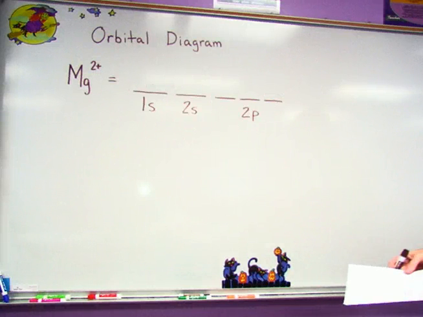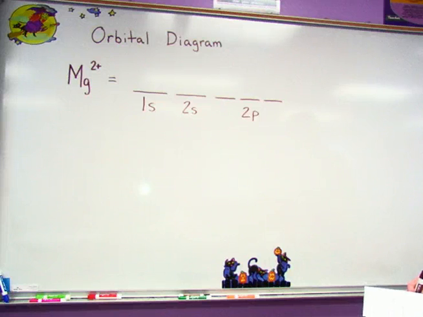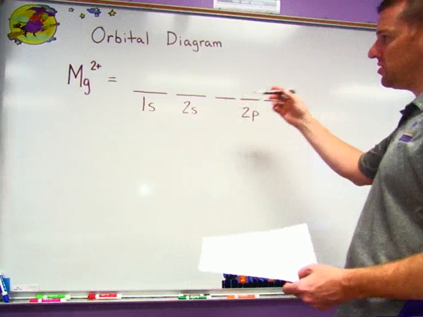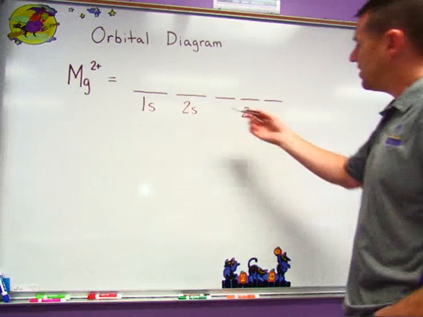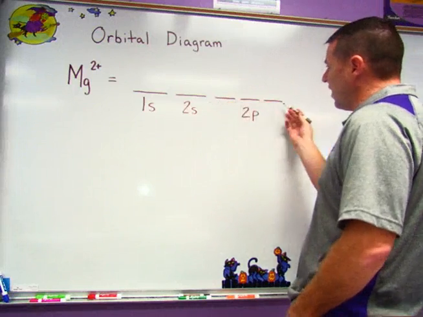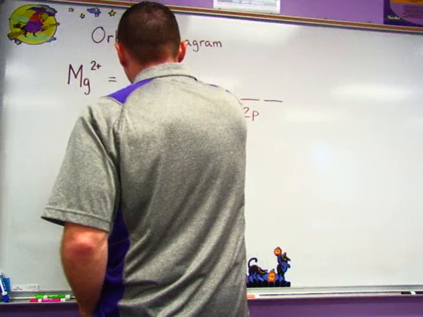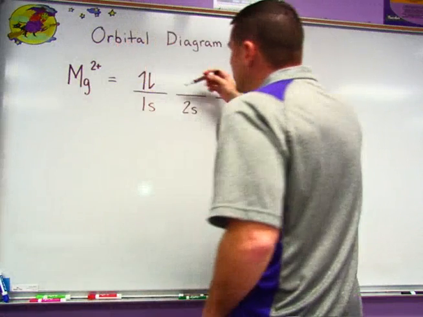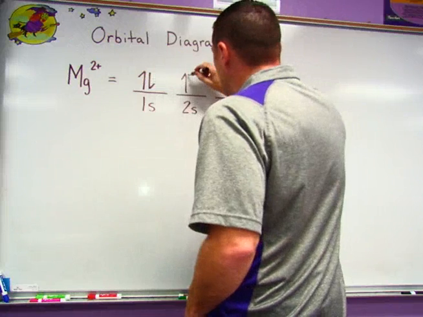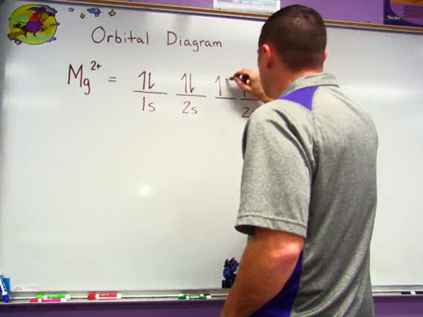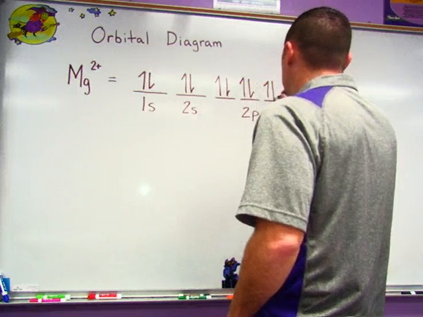All right, and the final one we're dealing with for orbital diagram is going to be magnesium with a 2+ charge. And we already said the electron configuration was going to be 1s2, 2s2, 2p6. So this one's easy because it fills the 2p all the way up. So we got 10 electrons in this orbital diagram. So we got 2 here, 4, 5, 6, 7, 8, 9, 10.